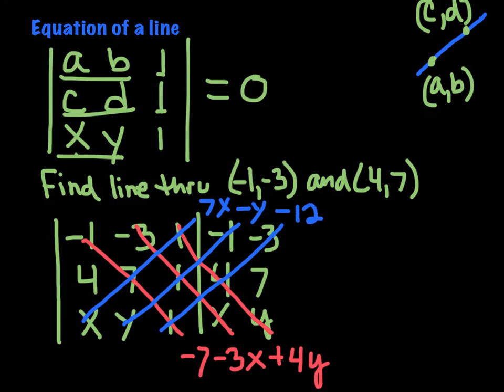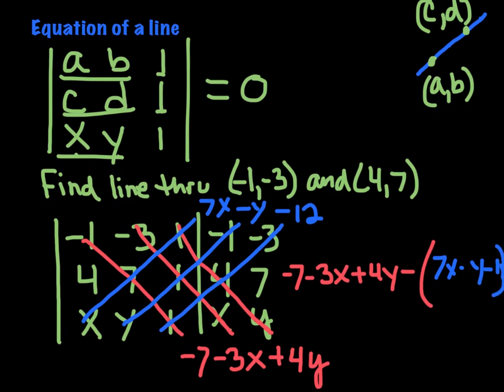So I'm going to do downs minus ups. -7 minus 3x plus 4y minus, put it in parentheses because we have to distribute, 7x minus y minus 12. Sorry, you can't see the 12. And we have to set that equal to 0. So when I do this math, I have -7 and I have minus -12. So that's 7 and 12, which makes 19.